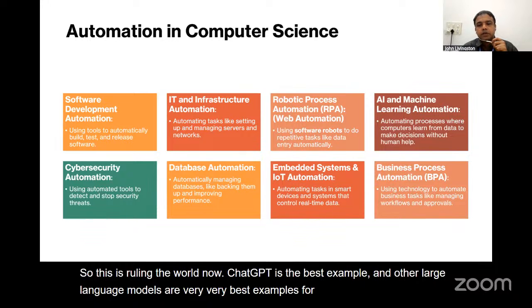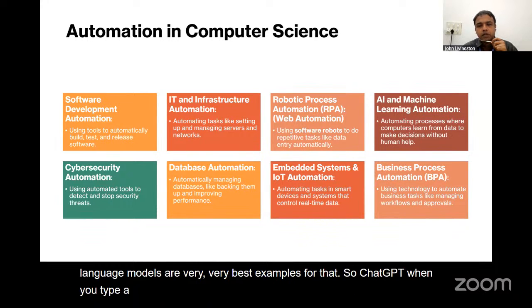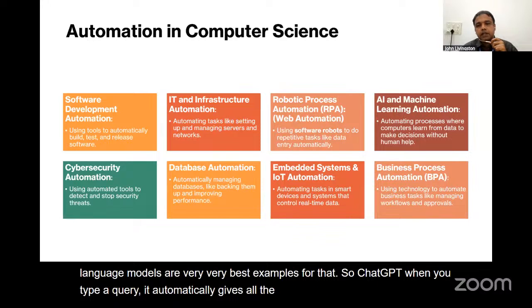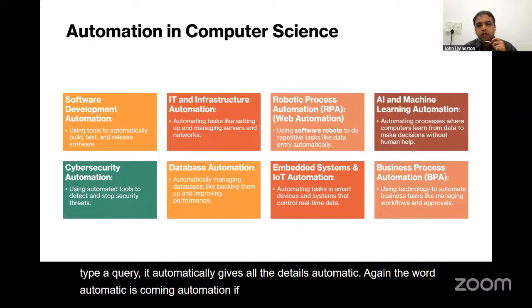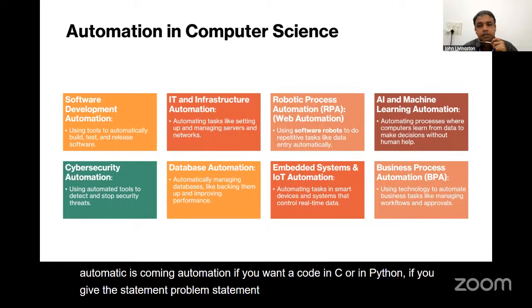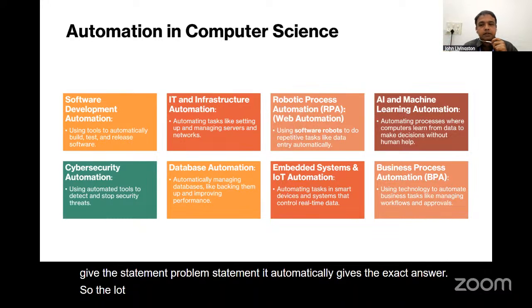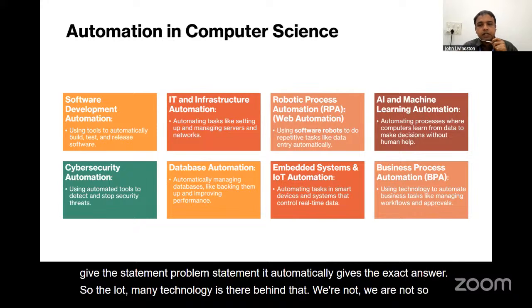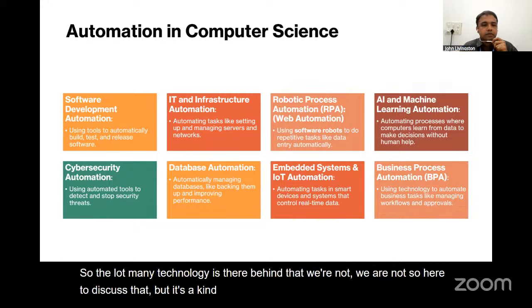When you type a query in ChatGPT, it automatically gives all the details. Again, the word automatic is coming. Automation. If you want code in C or in Python, if you give the problem statement, it automatically gives the exact answer. A lot of technology is behind that. We are not here to discuss that, but it's a kind of automation, right?